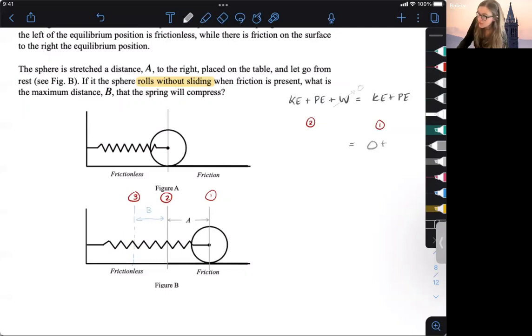And then the potential energy is just the spring potential, right? 1/2 KA squared, A being that distance x for the spring displacement. So we can just plug it in. All right, so then we have 0 for our work.